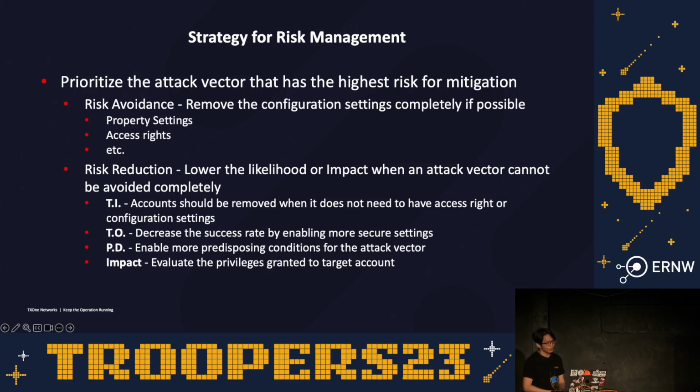For the predisposing condition, we can try to enable them for the attack vector as well, and this will also reduce the likelihood as we saw earlier. For example, we can try to establish some detection mechanism. For Kerberoasting, we can try to detect which encryption type is being requested, which is the most common way to detect Kerberoasting. Or for ACL abuse, we can try to configure some detection for the ACL abuse attack vectors.